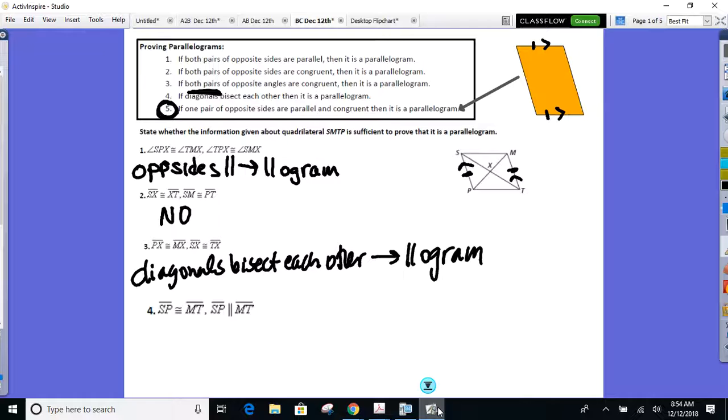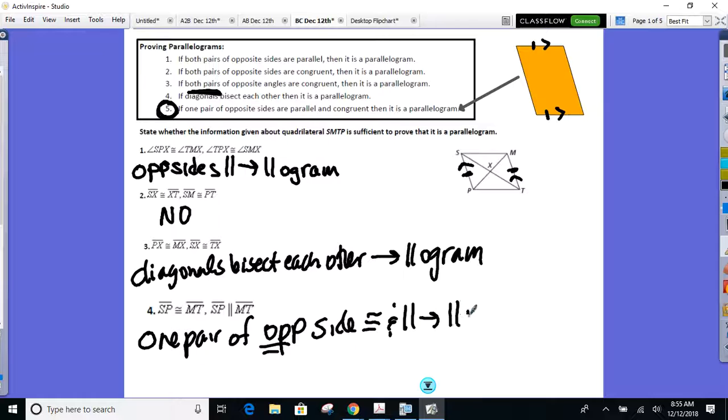So here's what I'm going to write in the reasons column in the proof in a couple minutes. One pair of, and this is key, I'm dead serious, this next word is key. You can't put one pair of sides, because you could pick these two and that's not right. They have to be what? Opposite sides. One pair of opposite sides congruent and parallel imply a parallelogram. That's the reason we use for this special case.